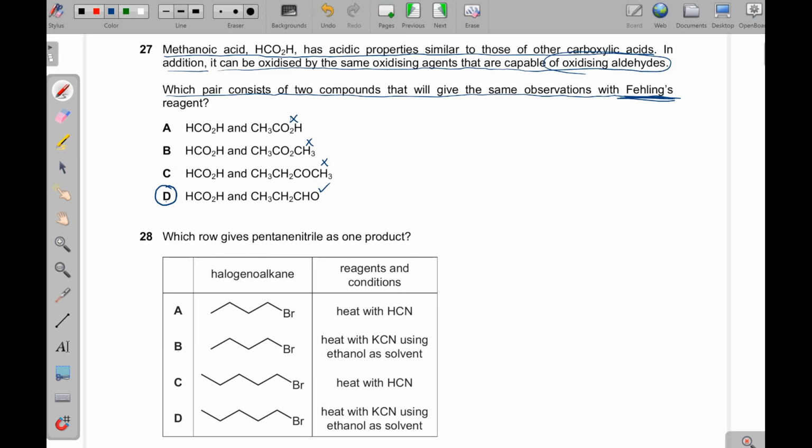Then question 28, which row gives pentanenitrile as one product? So pentanenitrile, we are having a halogenoalkane. So it must be having 4 carbon atoms, such that when you add the cyanide, that is another carbon to give you now 5 of them to become pentanenitrile. Okay, so we look for 4. This is 1, 2, 3, 4. Yeah. But then, which reagents are we using here?